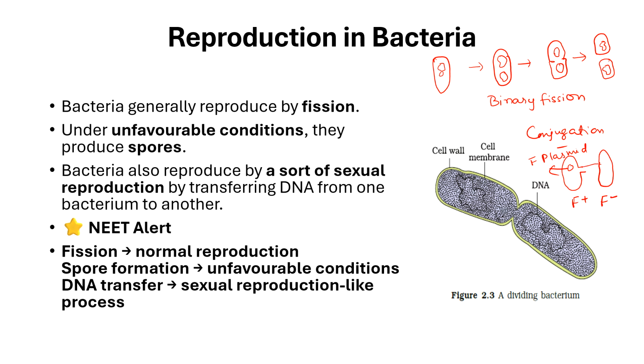So here there will be a conjugation tube, and the F plasmid in the process of conjugation will be transferred from the F plus to the F minus bacterium. This is your conjugation tube. Did you get it? So this is the primitive form of sexual reproduction, or conjugation. This is binary fission. I hope you are clear about it.